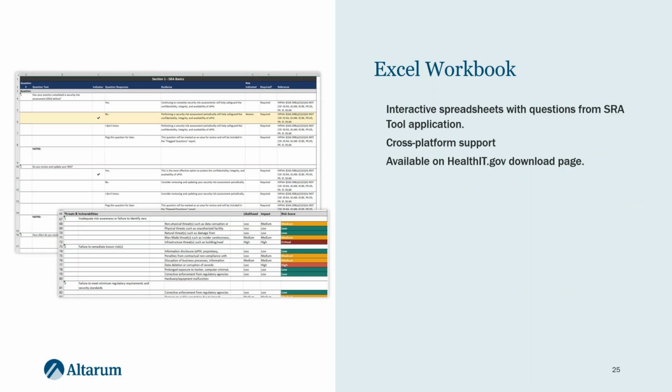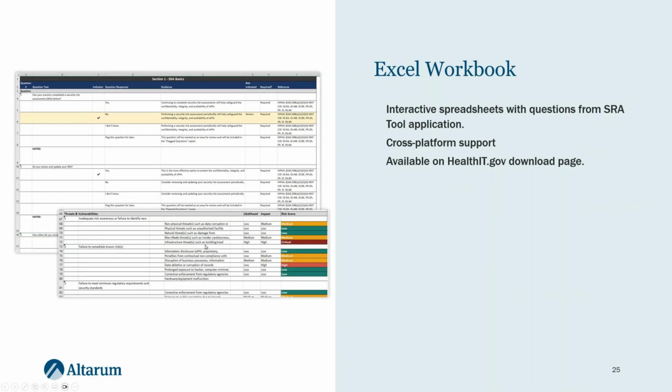So what that means, if you look at the example shown here on screen, you can see that for that first question, has your practice completed a security risk assessment before? The response here was no. And because that response of no was selected, you'll see that this whole row is highlighted in that light yellow color. And this is really acting the same as the areas for review. So anything that would have been an area for review in the desktop application is going to get highlighted yellow in the Excel workbook. And that just happens automatically.